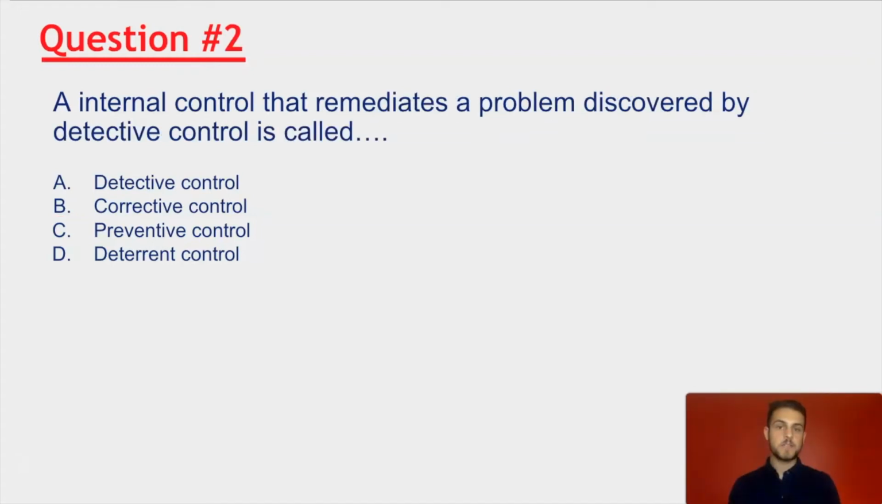Question number 2. An internal control that remediates a problem discovered by a detective control is what? The correct answer is a corrective control. This is because the control is reactive in form and also remediates a problem or risk.